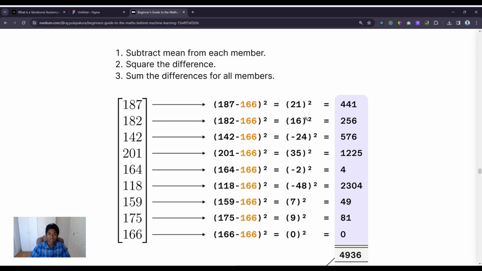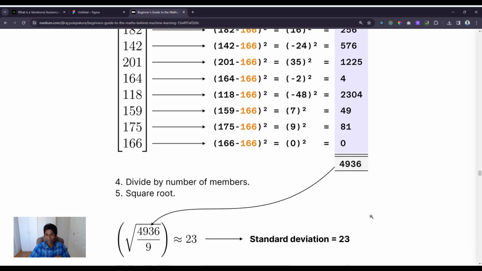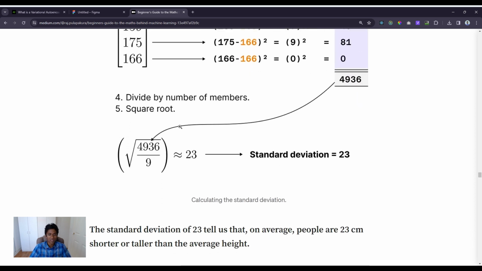And we do that for each element in the vector. Finally, we sum these differences. So summing all these values up, we get 4936. The next step is to divide by the number of members. So we take 4936 and divide by 9.